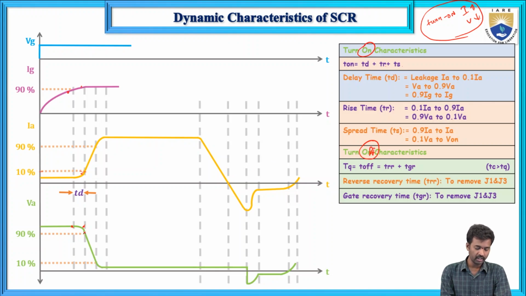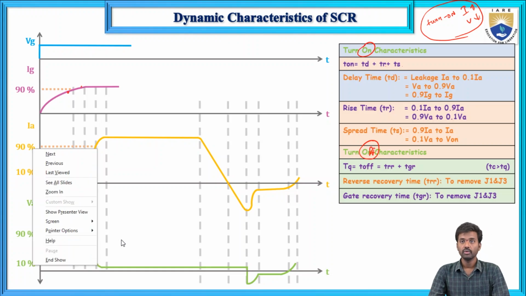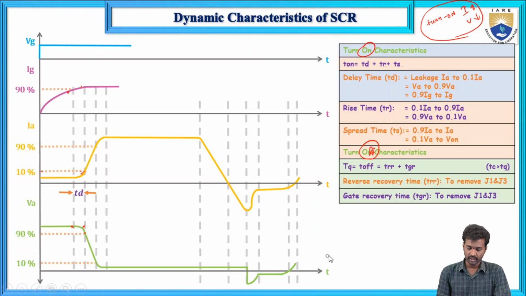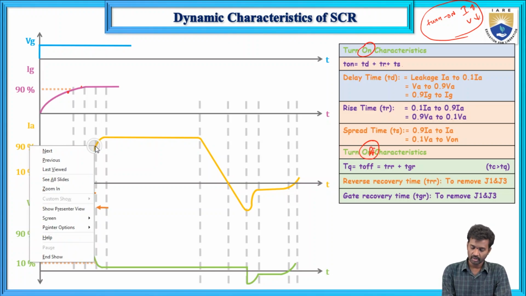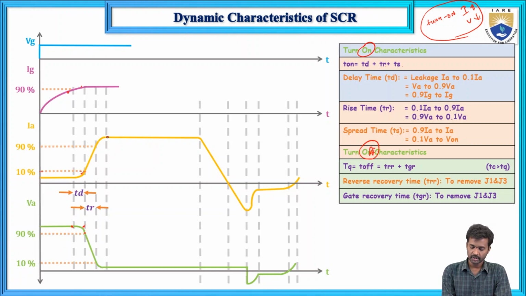Next, during which the anode-cathode voltage falls from 0.9 to 0.1 anode-cathode voltage, that time is known as the rise time. Another time is the spread time, that is from 0.9 anode current to 100% of anode current, and next from 0.1 anode voltage to the VON. This is the operating voltage during which.